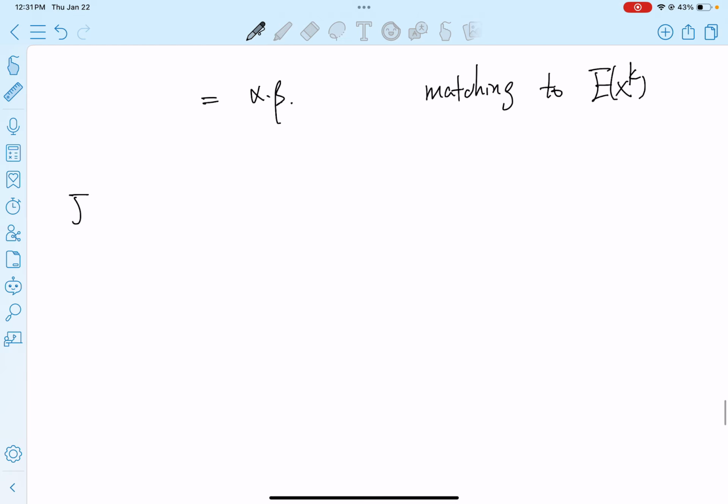Now let's take the second moment, and we claim that this is taking the second order derivative and setting t equal to 0.